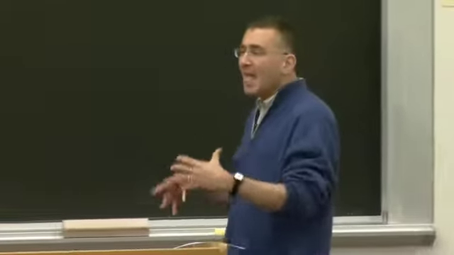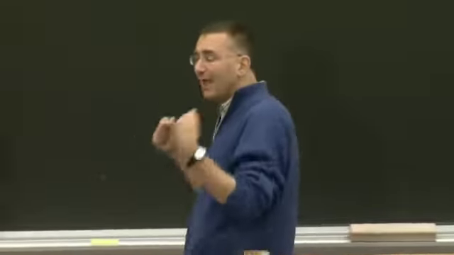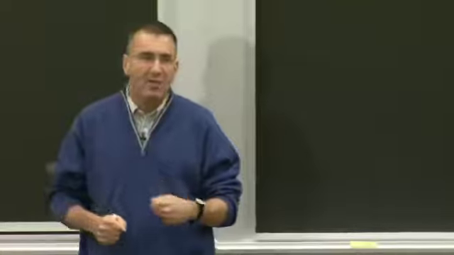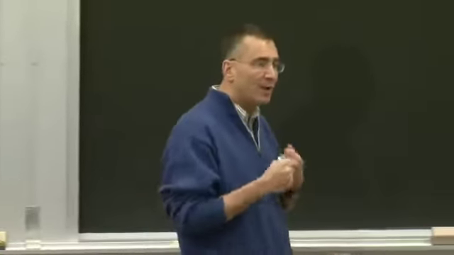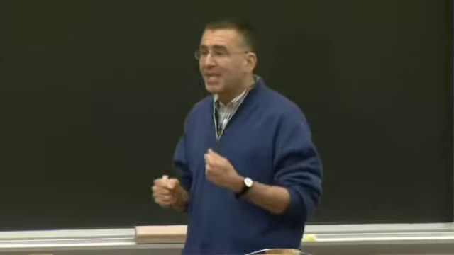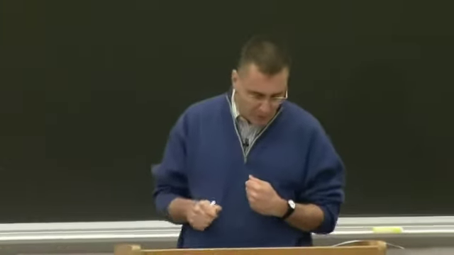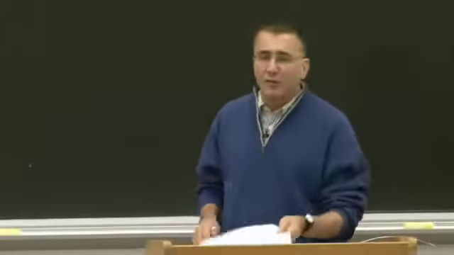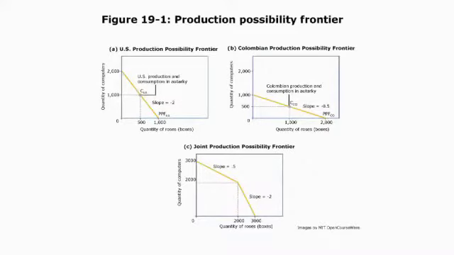The point is that if a country's relatively good at something, then they have a comparative advantage. And it's all about relativities, because people are going to want both. But the key thing is who's relatively good at producing one versus the other. So to see that, let's go to figure 19.1.